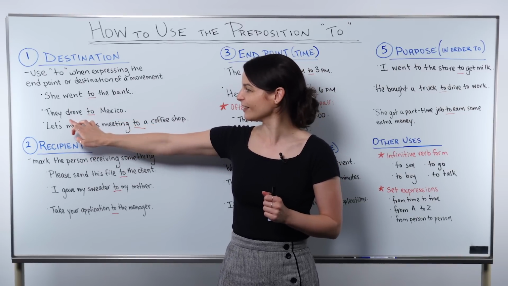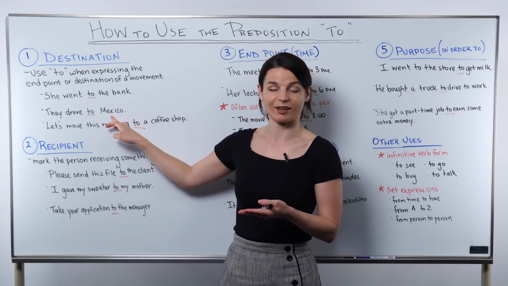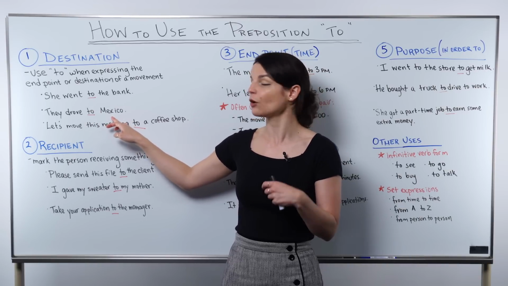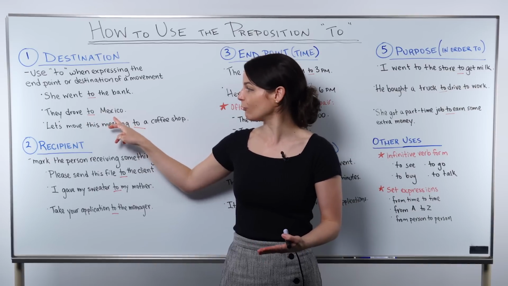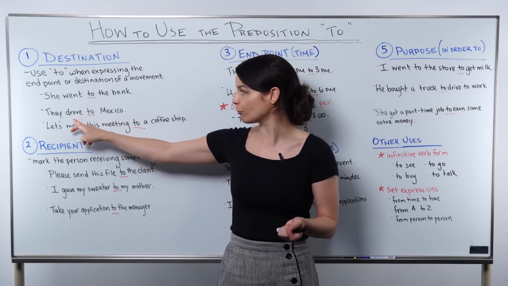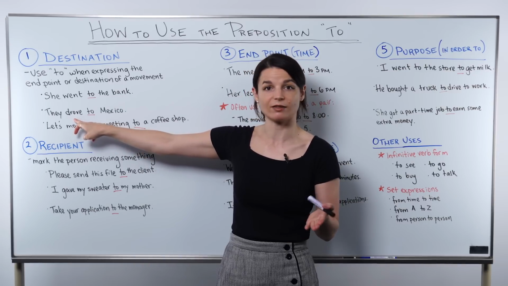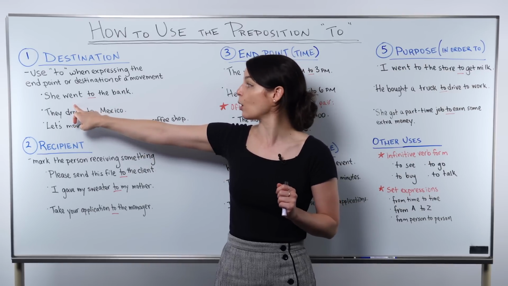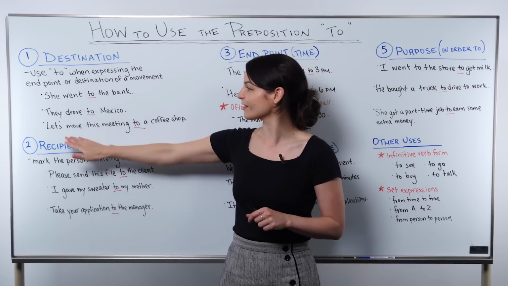Next example is they drove to Mexico. They drove to Mexico. In this case, the destination or the end point is a country, Mexico. We put to before the end point here to mark this. Again, we have a movement verb in this sentence. So here we have drove, the past tense of drive. Our first example was went, the past tense of go. Let's look at one more example of this.